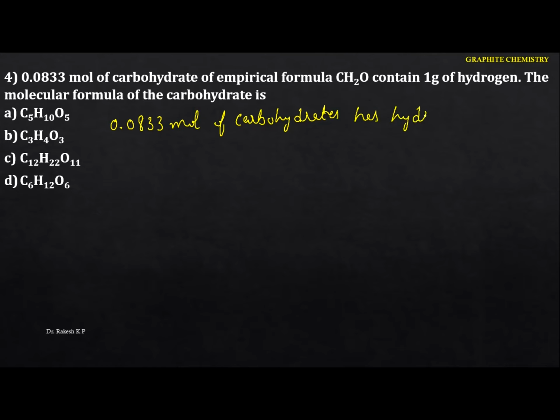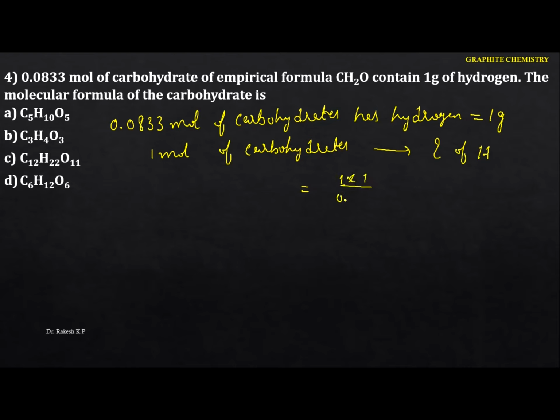So this is the given condition: the hydrogen is 1 gram for the 0.0833 mole. Suppose it is 1 mole of carbohydrate, what is the mass of the hydrogen? So we calculate 1 into 1 divided by 0.0833, and here we get 12 grams. That means 1 mole of carbohydrate contains 12 grams of hydrogen.